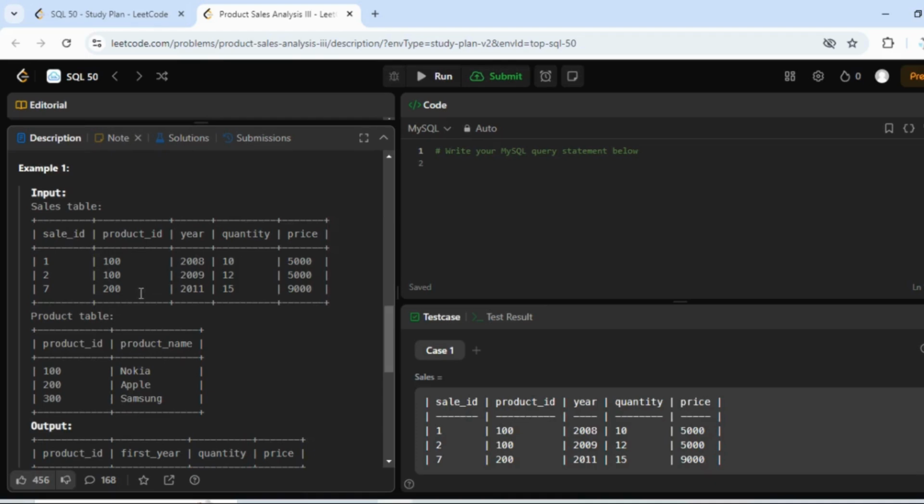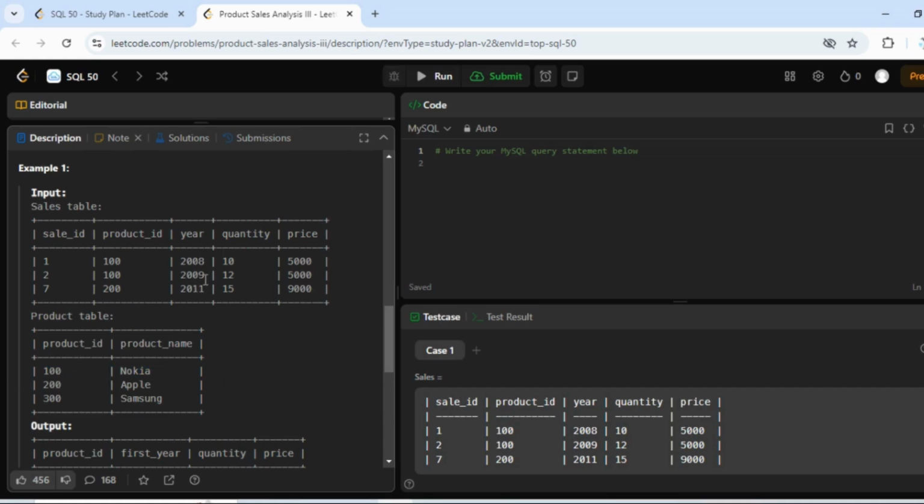You have the sales table over here with a product ID. Over here we have 100, and also in the second row we have 100, that is sales ID 1 and sales ID 2. We have the same product ID of 100, but with sales in 2008 and 2009. That means product ID 100 is sold in 2008 and also 2009. And the product name, we have in the product table, is 100 Nokia.